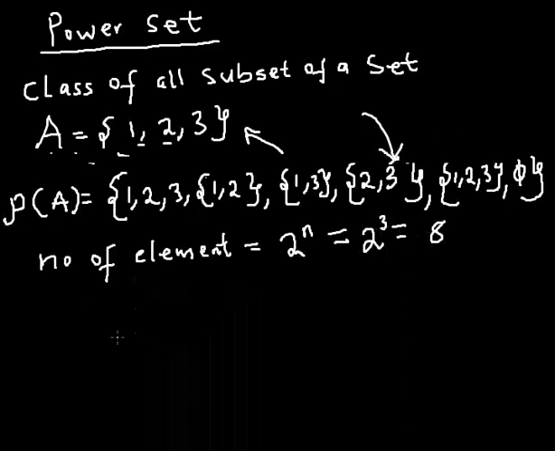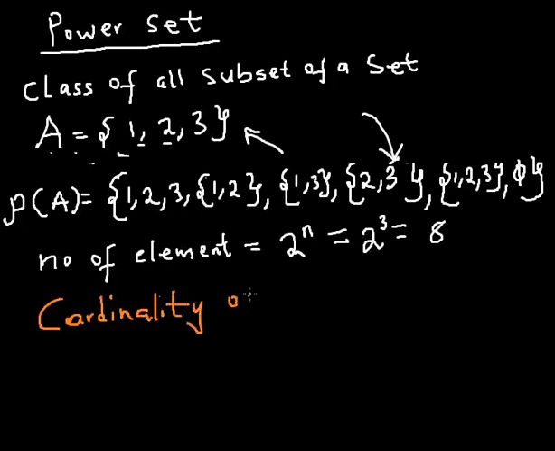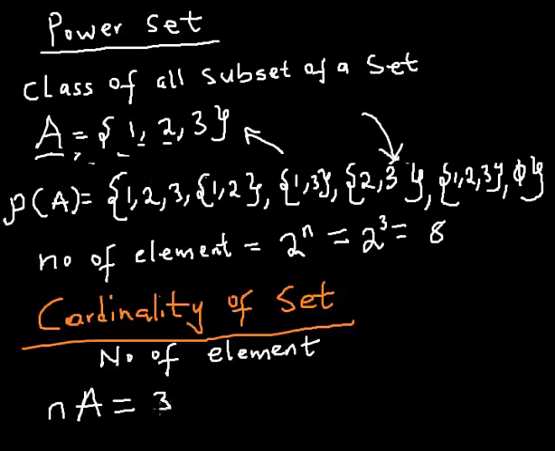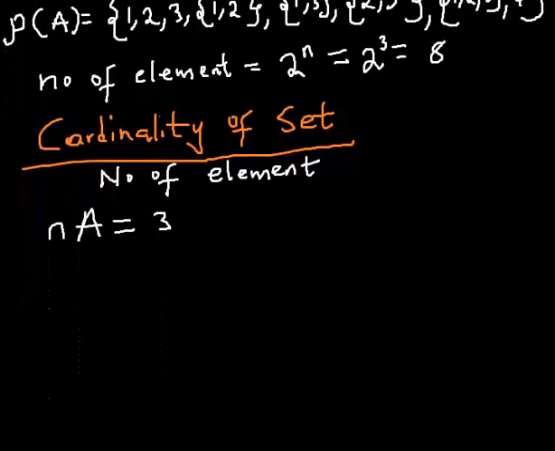But we are going to be talking about the cardinality of a set. The cardinality of a set is the number of elements contained in that set. That's how we represent that. The number of elements in A is going to be equal to 3. So when you count the number of elements in a set, that is the cardinality of the set.